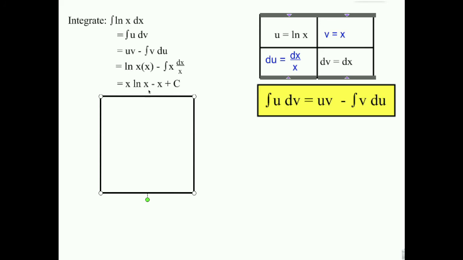So this is a good thing to memorize. Natural log is an important function, so make sure you know the integral of natural log.